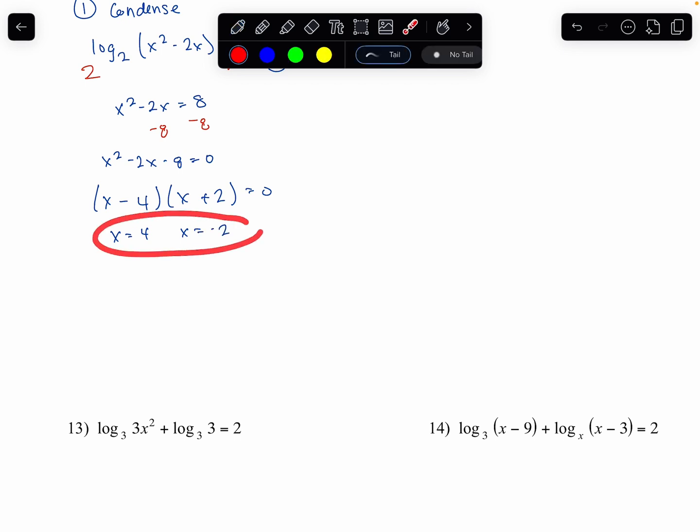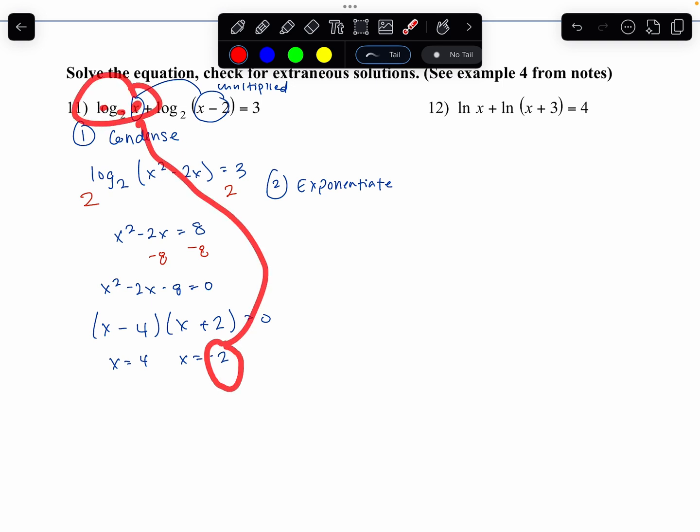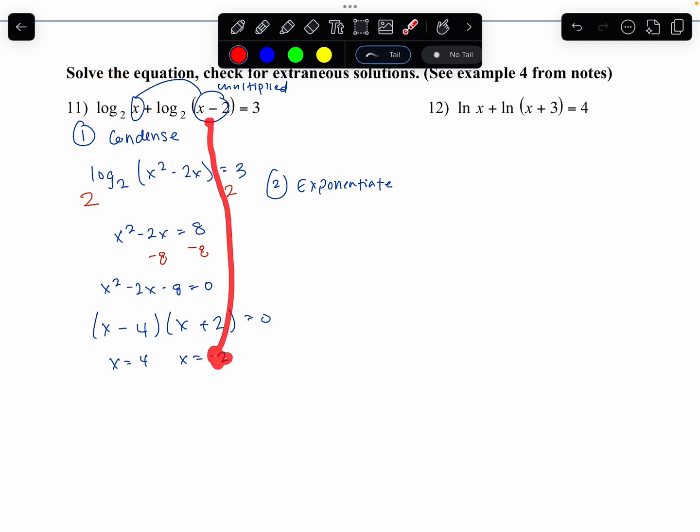Now you need to make sure that these will work. So if I go back up to my original expression right here, so if I plug in 4, I get a positive number in my exponent. If I plug in 4 here, I get 2, so that checks out. But if I plug negative 2 right here, then I get log base 2 of negative 2, which does not exist. Also, if you plug in negative 2 here, we get log base 2 of negative 2 minus 2, which will likewise come out to be negative 4. So this is not a solution. That's extraneous.